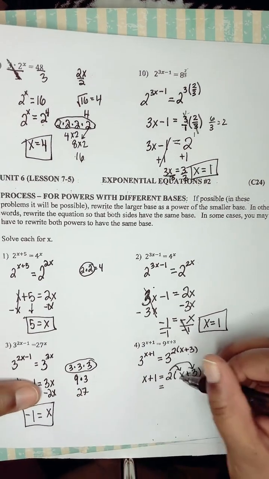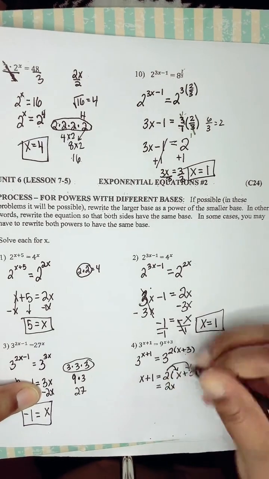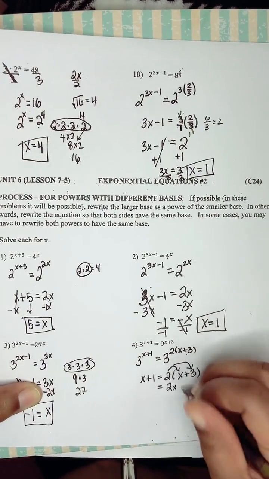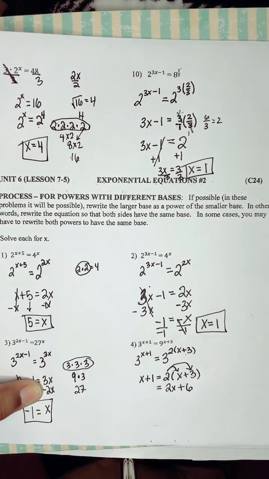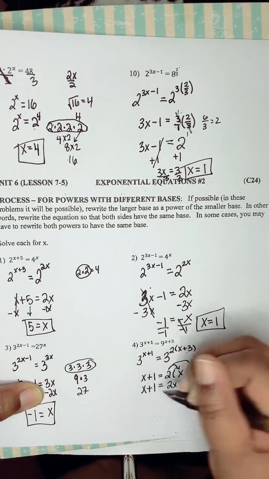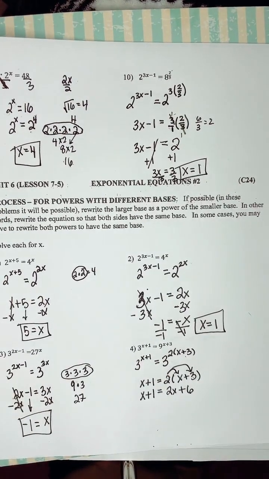Yes. Okay, 2 times x is 2x. Don't forget here, we're multiplying. 2 times 3 gets us a positive 6. And then we have x plus 1 that we're going to drop down. Good, you guys.